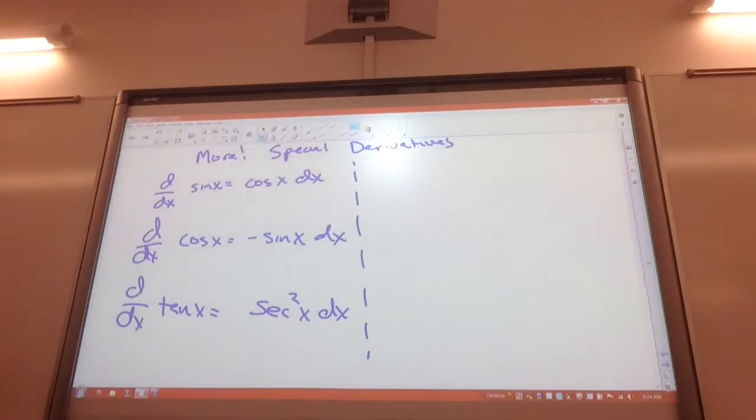Now, these guys as doppelgangers, the cosecant, the secant, and the cotangent, also all have special derivatives. Again, we could derive them all using the quotient rule, since what's the cosecant? It's 1 over sine. What's the secant? 1 over cosine. And what's the cotangent? 1 over tangent. Okay? And since we know these, we can do those using those methods. But again, it's a lot easier just to know what they are.